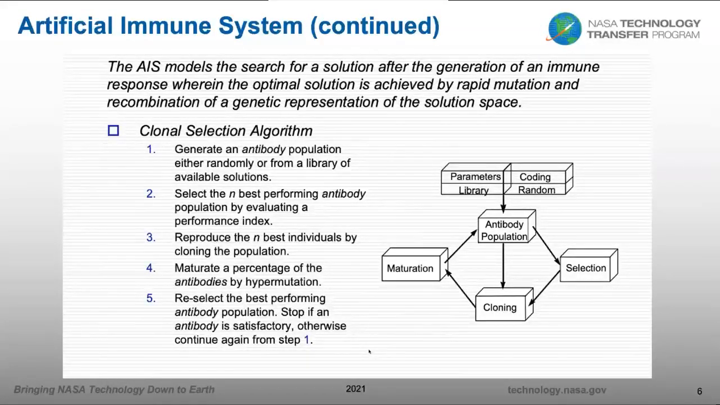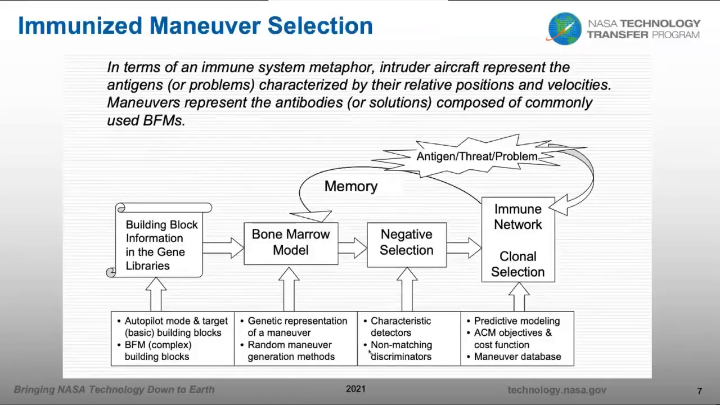I'm not going to go over this in too much detail, but at its core, the clonal selection algorithm uses a combination of genetic algorithms and evolutionary programming to optimize the population to find the potential solution. In terms of how we applied this to what we're calling immunized maneuver selection, the intruder aircraft represents the antigen or the problem. That problem is characterized, I didn't mention it, but the antigen has the epitopes which characterize that antigen, or the connection to the antigen. And that's represented in this case in terms of relative positions and velocities of the intruder aircraft. The maneuvers represent the antibodies, or the solutions that are produced and that will be executed by the vehicle.